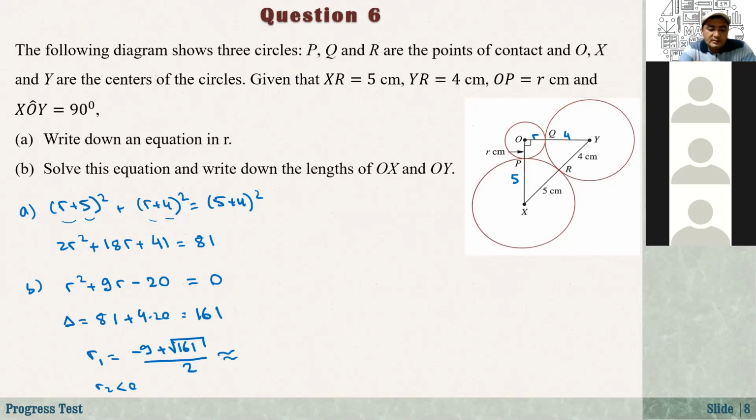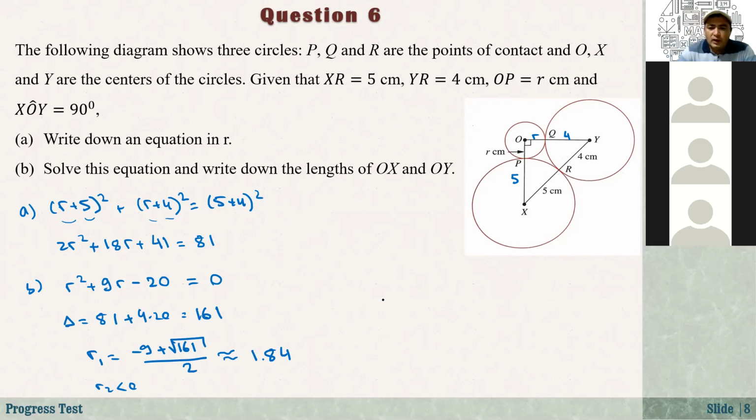All right, so that is negative 9 plus square root of 161 over 2. And actually, you are allowed to use a calculator for this. It's okay. So corrected to 2 decimal places, let's say it is 1.84, corrected to 2 decimal places.